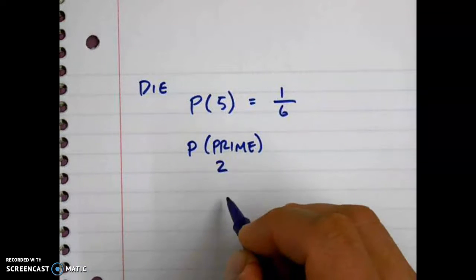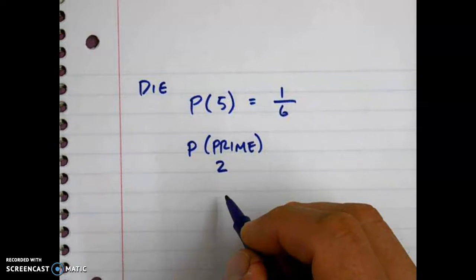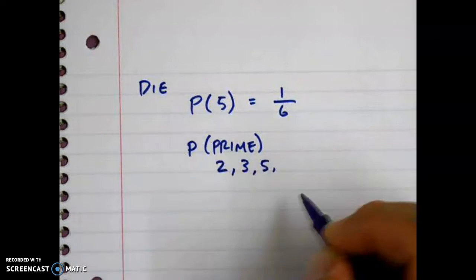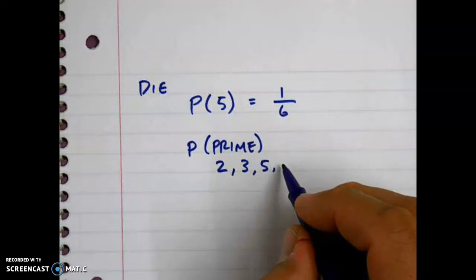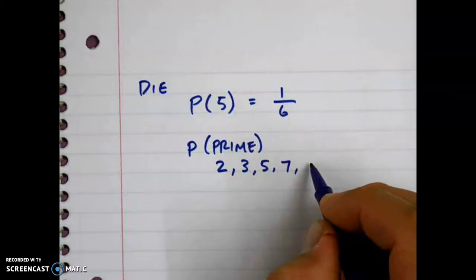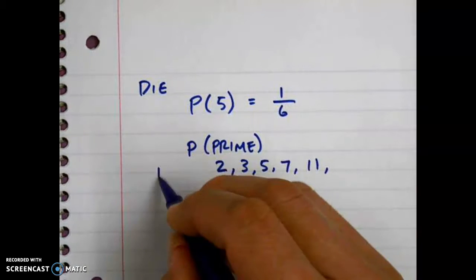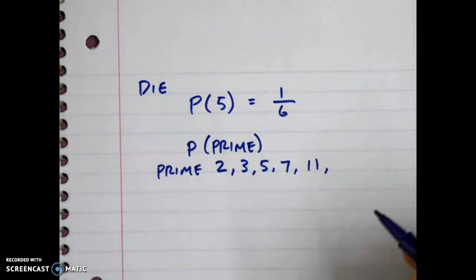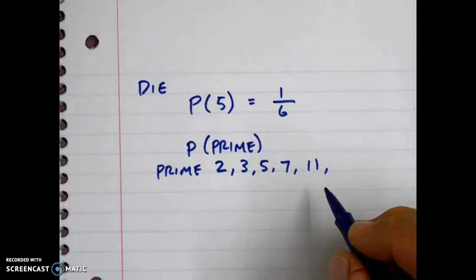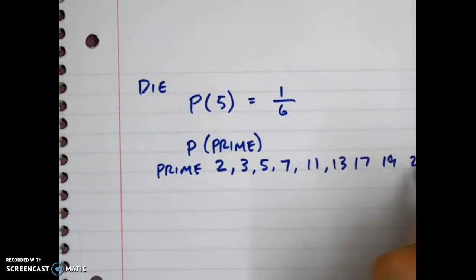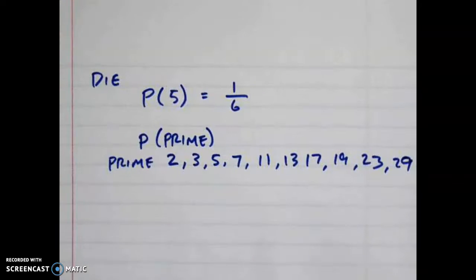2 is a prime number because it could be divided by 2 and 1. Nothing else. 3 is a prime number. 5 is a prime number. 7 is a prime number. 11 is a prime number. Right? These are all prime numbers. Not all the odd numbers. 9 has a factor of 3. 13, 17, 19, 23. Nope, not 27. 29. Okay?